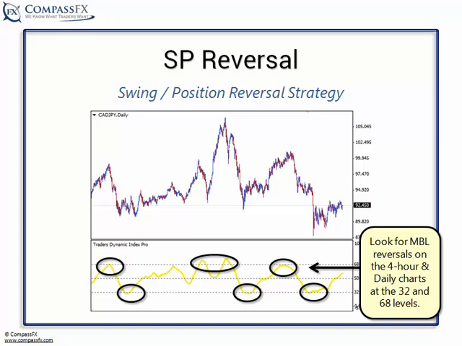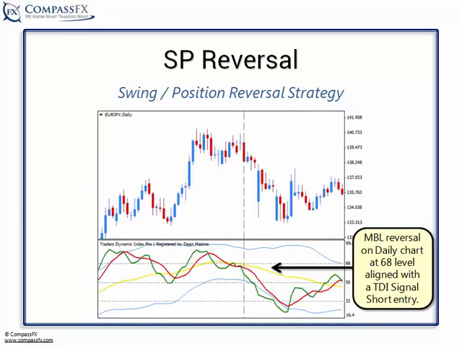Now let's take a little bit closer inspection of what this looks like as far as when we look to get in and when we look to get out of the trade. In this chart, you can see that the yellow market baseline worked its way up to the 68 level, a little bit above it as a matter of fact, and rolled back over and closed below the 68 level. Look also that the green has dropped below the red and both are below the yellow.